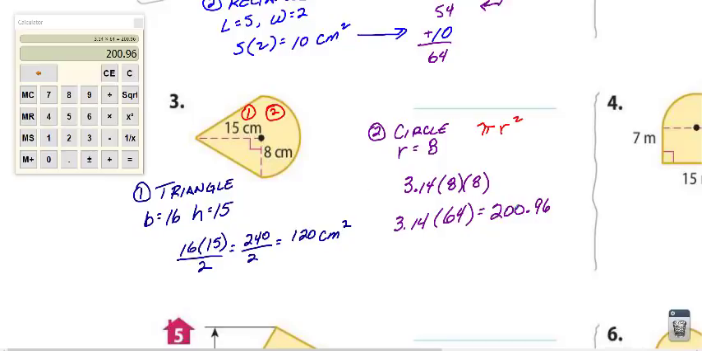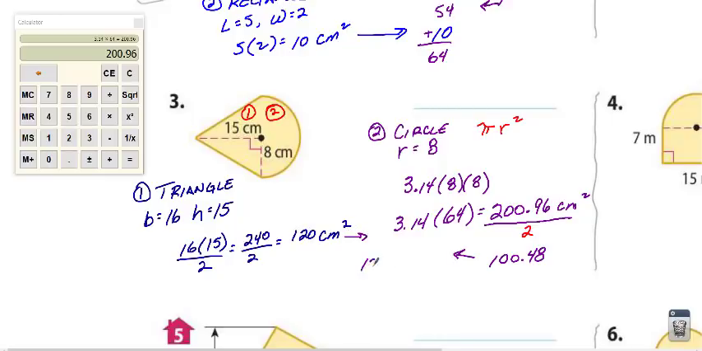I'm going to take that amount, and that's also in centimeters squared. Now, I have to divide that in half. Why am I dividing it in half? Because this is the formula for the area of a circle, but I don't have a whole circle here. I have a semicircle here. So I'm going to divide that in half. If I divide that in half, I get 100.48. I said 98, I don't know why. 100.48.